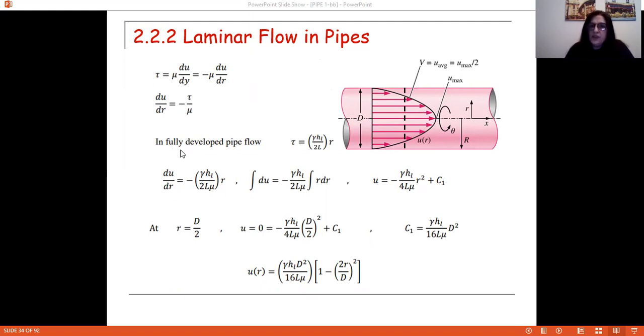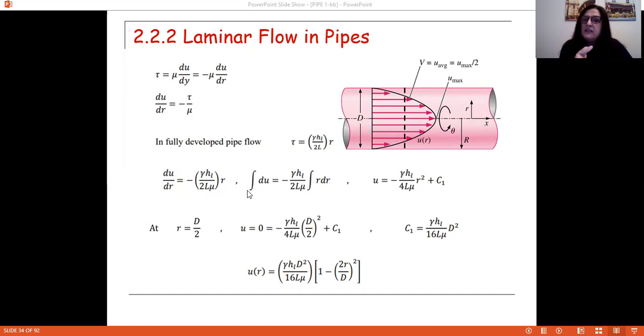Now, if you just remember, we just derived shear stress to be equal to gamma HL over 2L times R. Now, as del U over del R is equal to minus shear divided by mu, all we do is take this shear and divide it by mu. Then, with this R that I have, I will be looking at the change of U with respect to R. So if you just write del U to be equal to, this is the constant term that I have, R times dr, and we put those integrations.